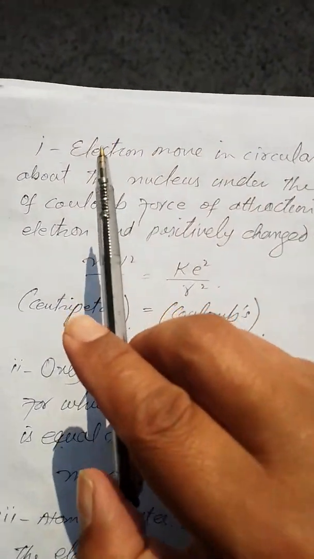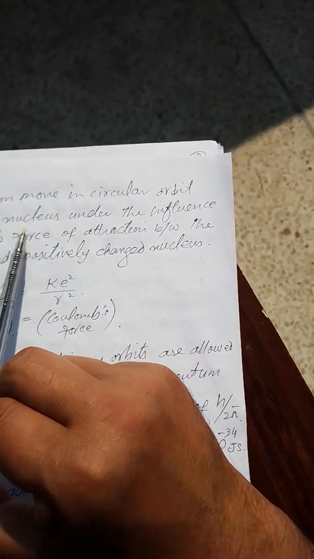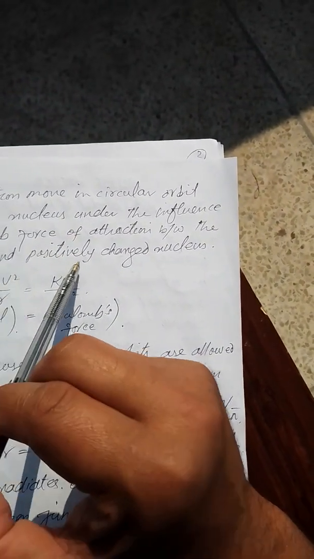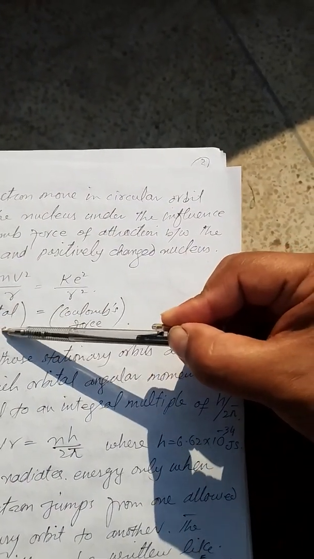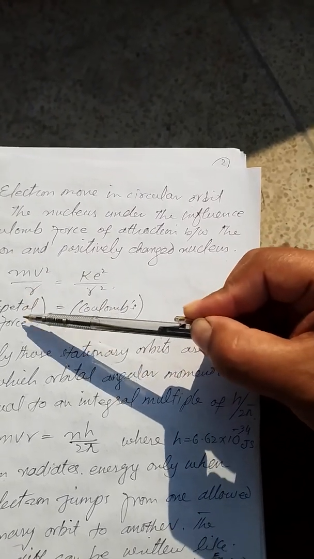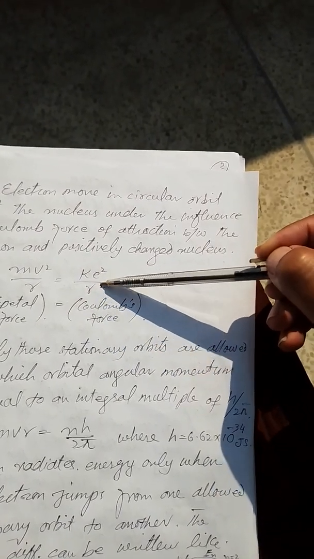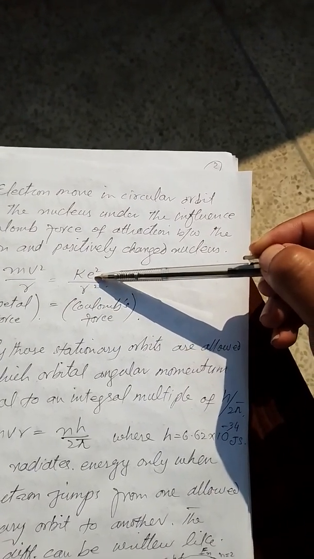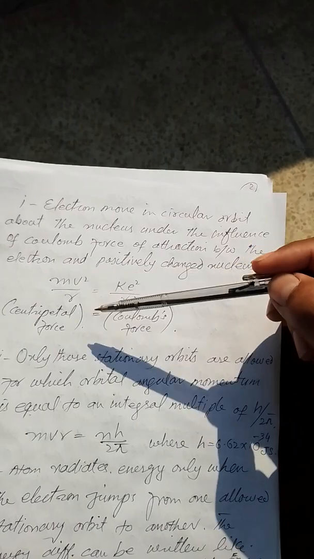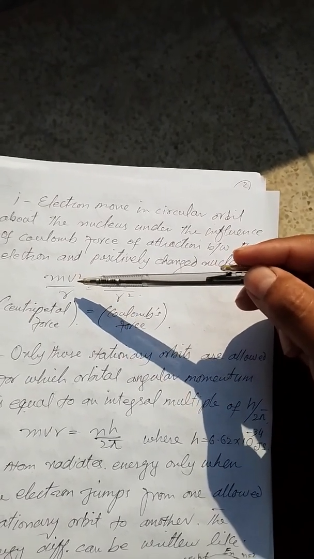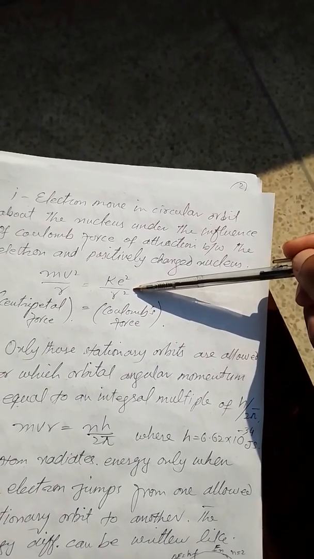The first point: electrons move in circular orbit about the nucleus under the influence of Coulomb force of attraction between the electron and the positively charged nucleus. mv square over r, which is the centripetal force, and this centripetal force is coming from the Coulombic force, Ke square divided by r square, according to Coulomb's law, the force of attraction between positive and negative charges. This is the first point, that electrons are revolving around the nucleus in circular orbits, and centripetal force is provided by the Coulombic force coming from the nucleus of the atom.